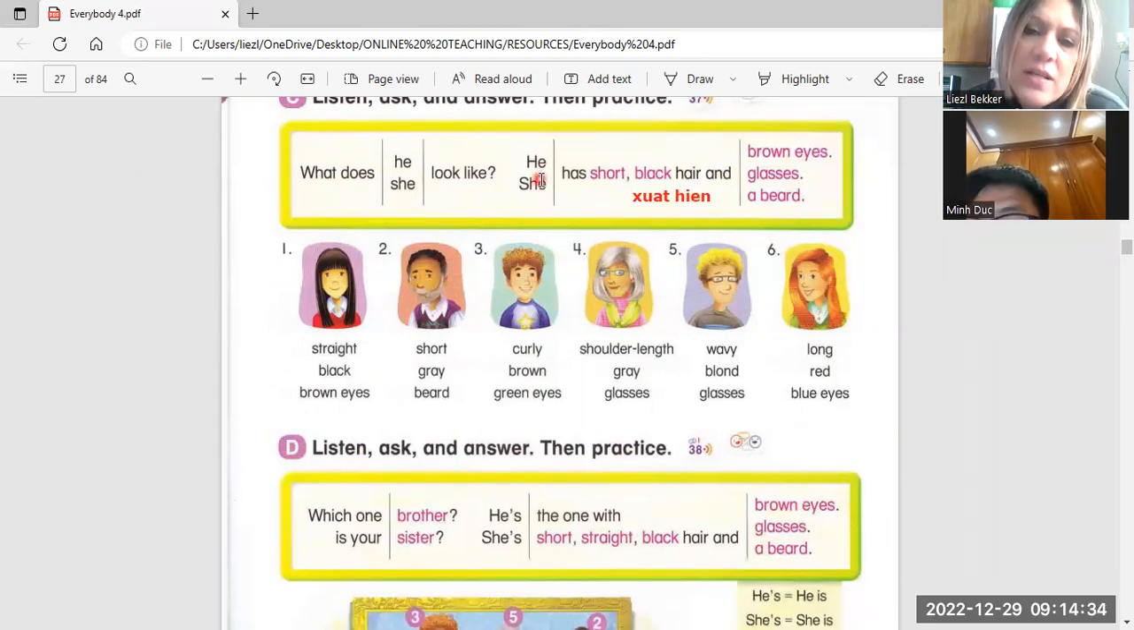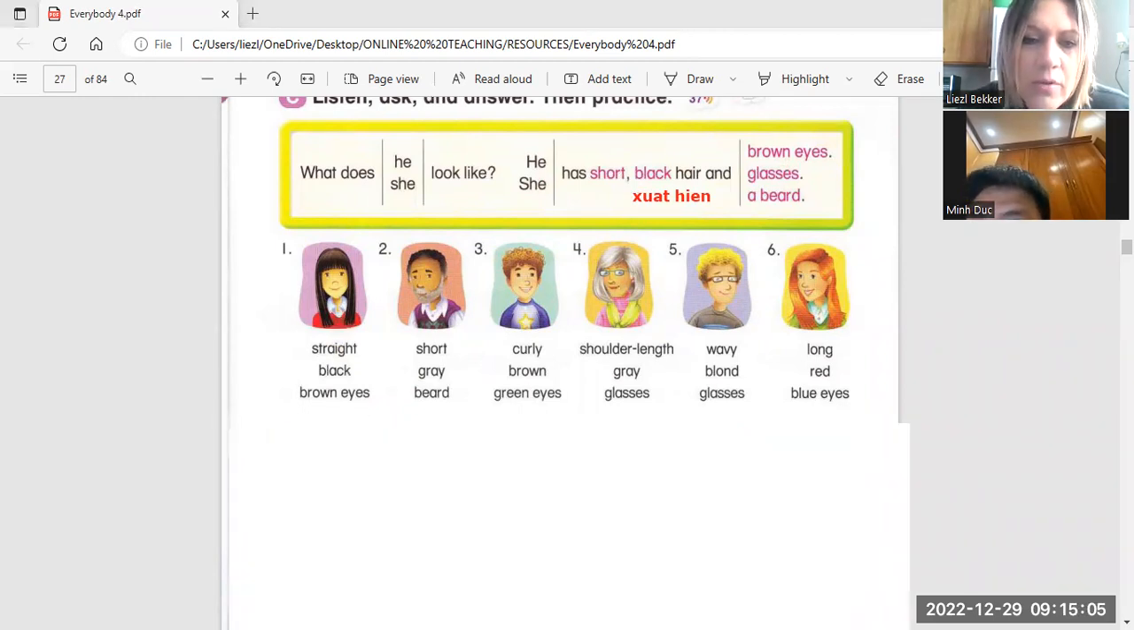Okay. Let's read here. He has short black hair and brown eyes. She has short black hair and glasses. Good. He has short black hair and a beard. Yes. Okay, now here are the answers. What does she look like? She has straight black hair and brown eyes. Good job.